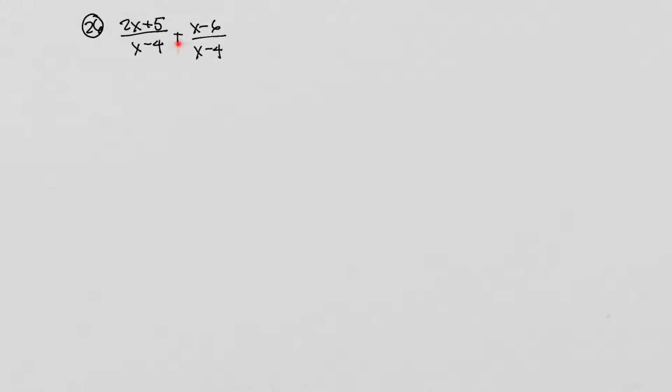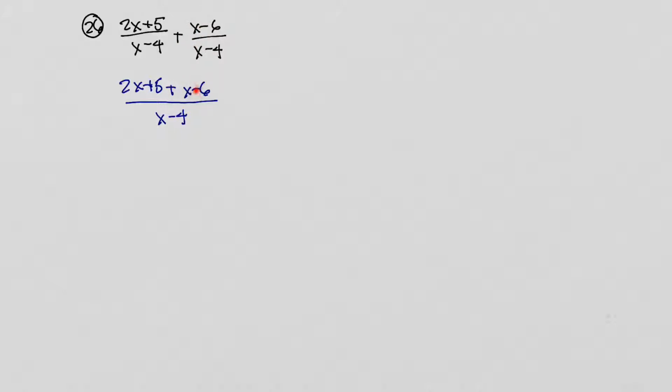From 26, we're going to add these two rational expressions, and notice the denominators are always the same. They're the same, so we already have a common denominator. All we need to do is write a big fraction bar and write that common denominator, and then just add the left numerator to the right numerator. So it's going to look like this: 2x plus 5 plus x minus 6. We take the left numerator and add the right numerator.